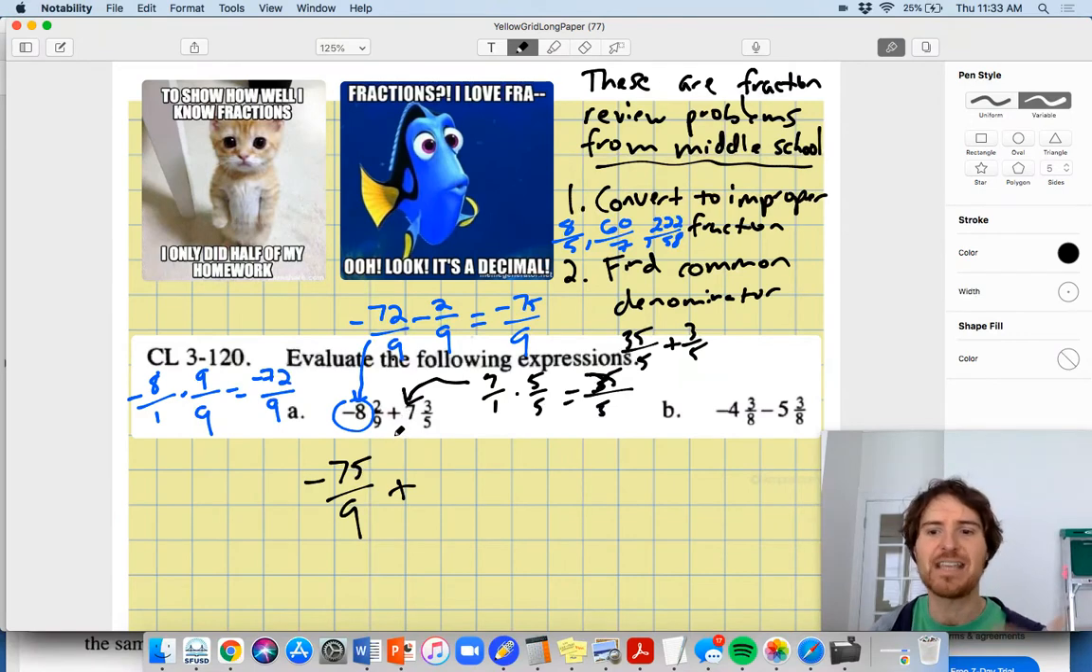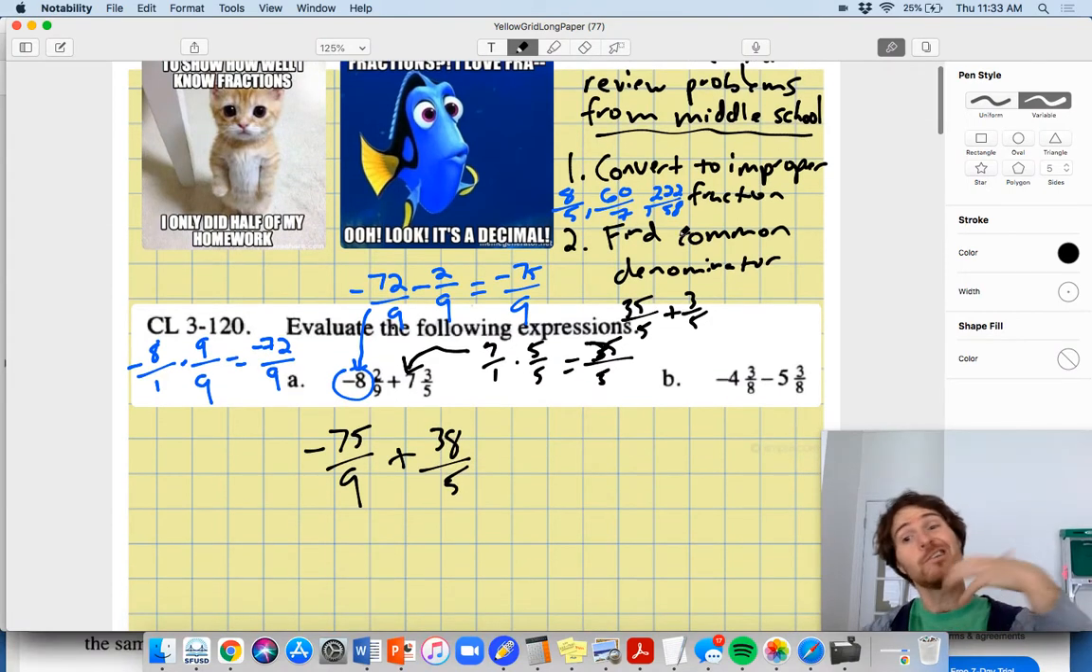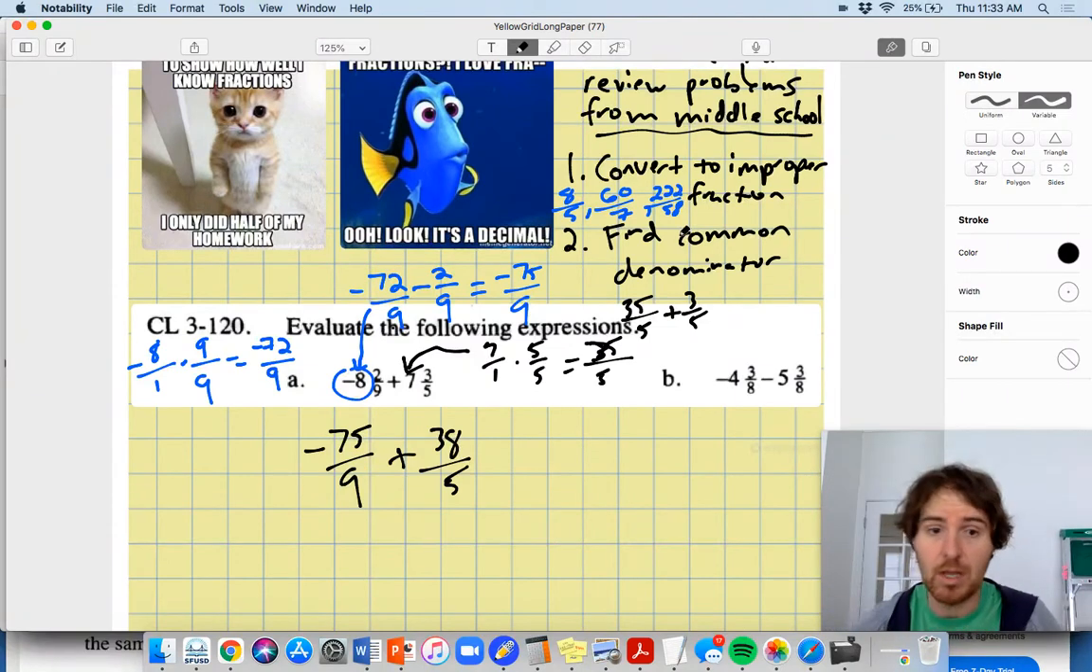So this is positive 7 and 3 more fifths. So positive 3 more fifths here. Okay, so I get 38 over 5. Okay, I get that. So step 1, convert to improper fraction. Might take some review, might take some practice, but I think you can get it.